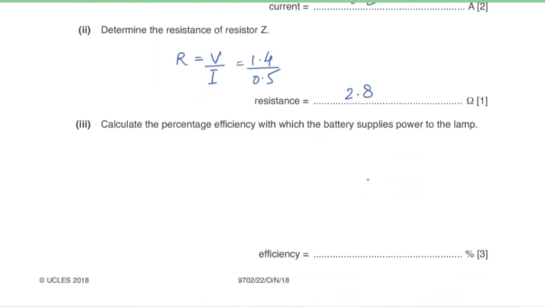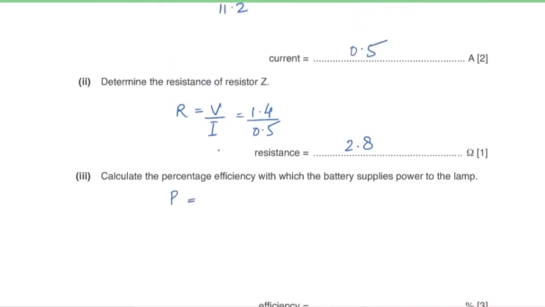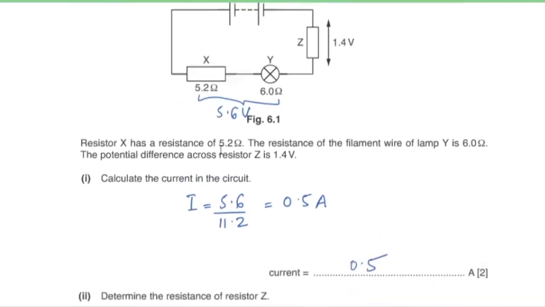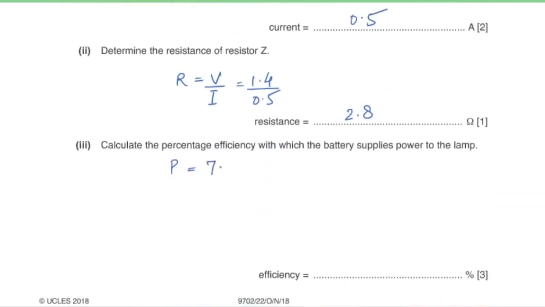Part 3, calculate the percentage efficiency with which the battery supplies power to the lamp. So the power of the battery is going to be the current across it and the EMF of the battery, which is 7 volts. So 7 into 0.5 equals 3.5 watts of battery.